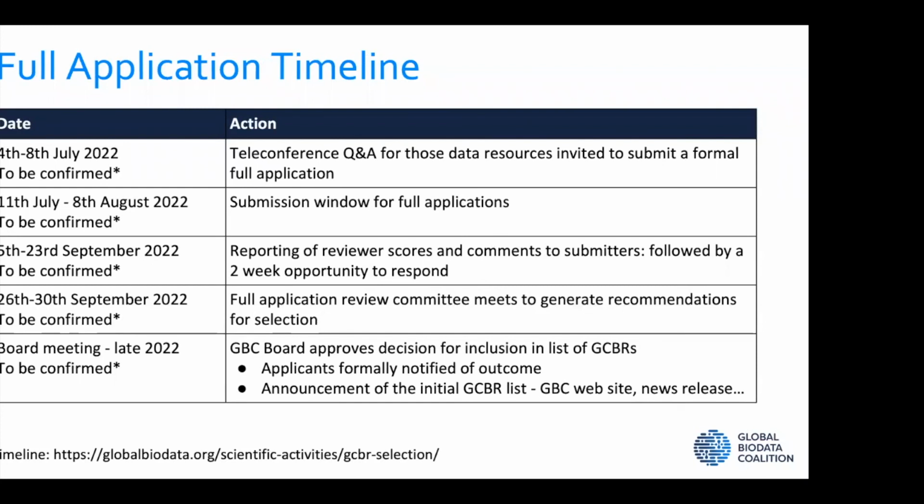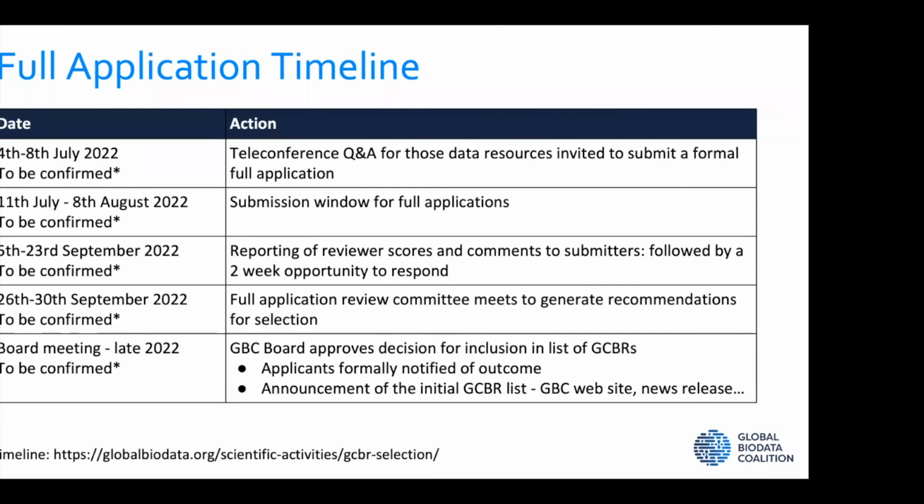For the full application, these times are to be confirmed because given the experience that we've had in the past, it is possible that questions will be raised that we don't anticipate, and we may need to push these dates back as we deal with those, particularly if they have to go to the steering group.